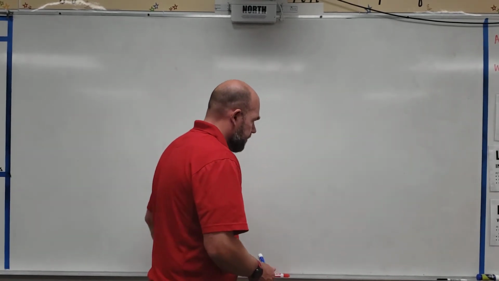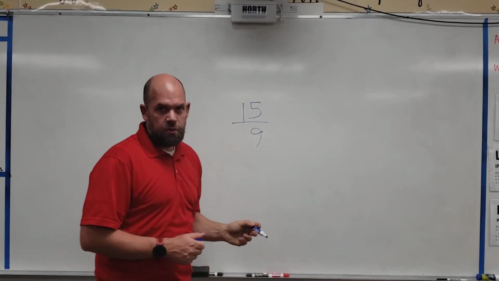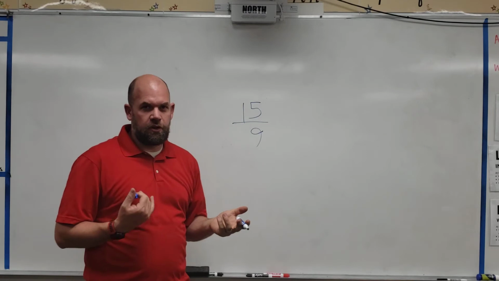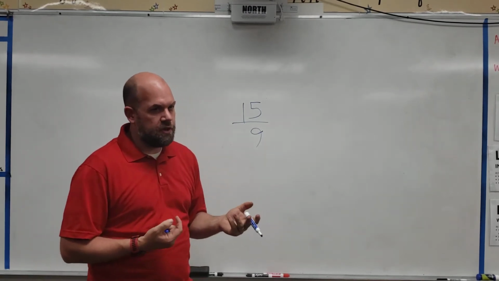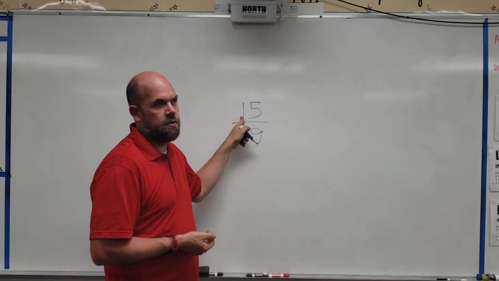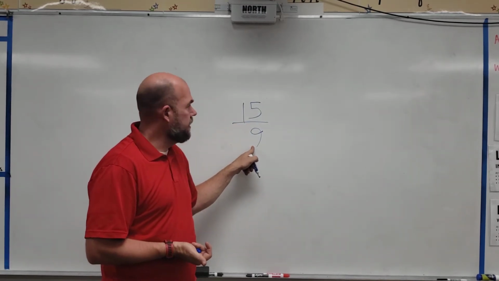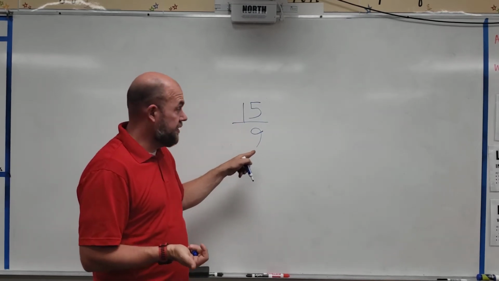Okay, our next problem is going to be 15/9. So with 15/9, let's look at greatest common factors. This is one we can do in our head. We have to think, okay, factors of 15 are 1 and 15, 3 and 5. And factors of 9 are 1, 3, and 9. Well, the one that is common there is 3.